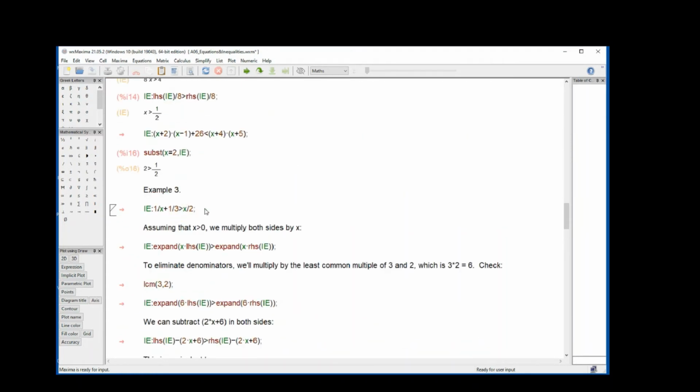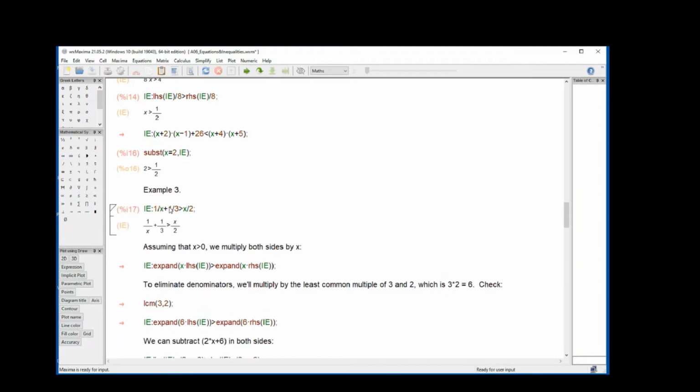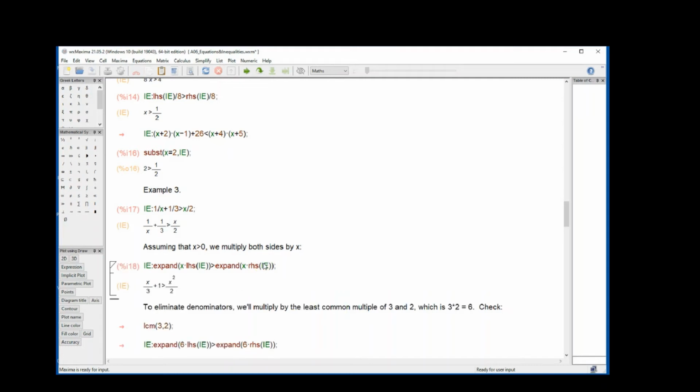Let's try this next one, which has a fraction with an x in the denominator. In order to eliminate that x, I need to multiply by x, but I need to make an assumption. I'm going to assume that x is greater than 0. If I assume that x is greater than 0, then I'm going to conserve the direction of the inequality. So I multiply by x and I get this result.